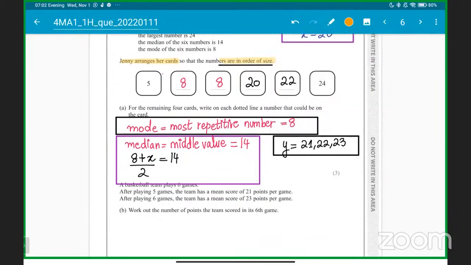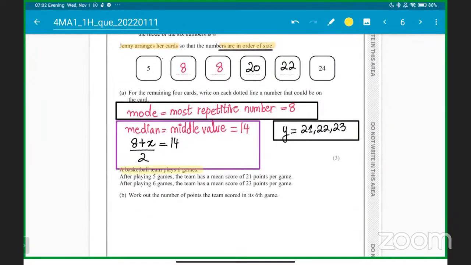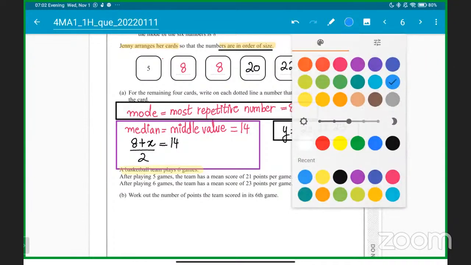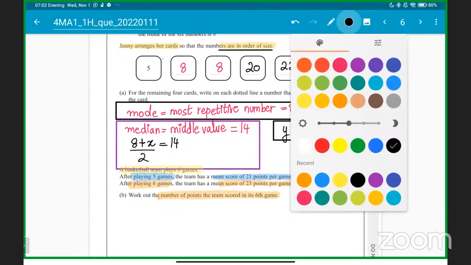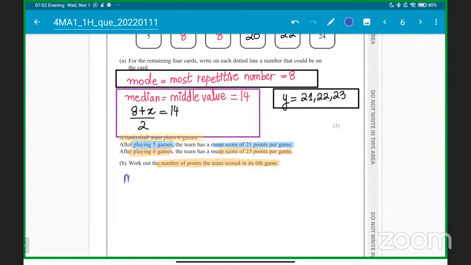Next, we talk about a basketball team that plays 6 games. So it's about the mean question. A basketball team is playing 6 games. After playing 5 games, the mean score of the team is 21 points. And after playing 6 games, the mean is 23 points per game. You have to work out how many points were scored in the 6th game. So you need to understand here, you will have to apply the mean formula, sir.